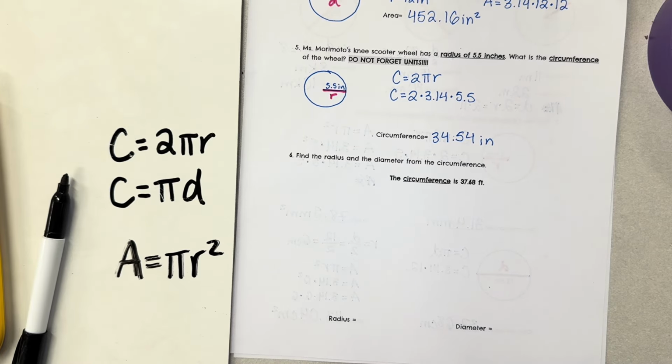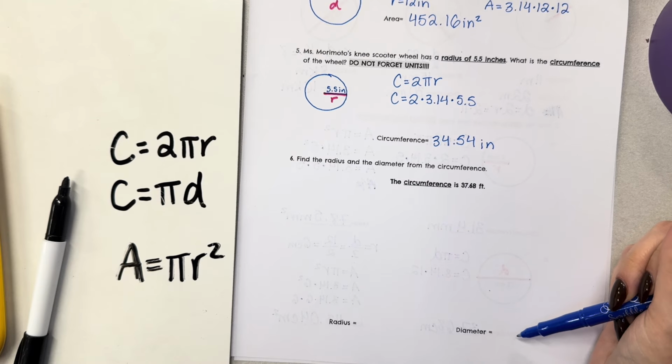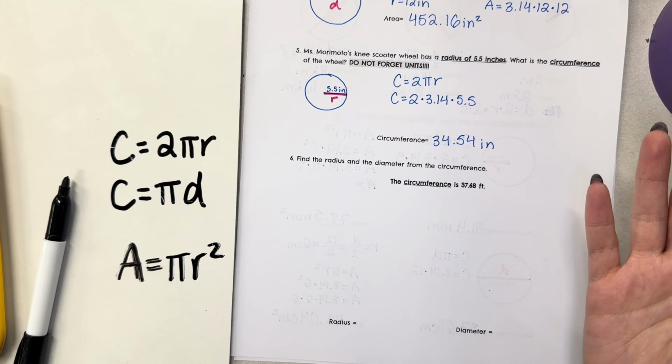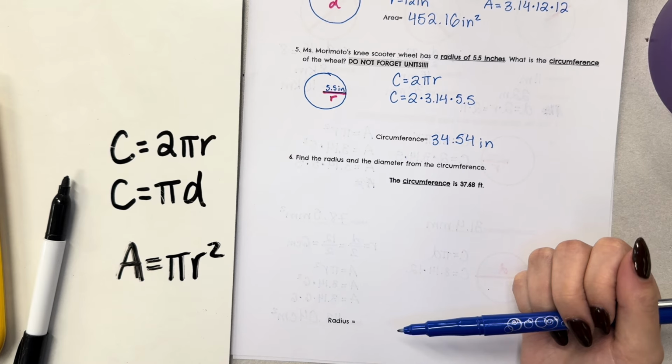Hi everybody. Okay, we are doing problem number 6, where we are trying to find the radius and diameter when we're given the circumference. This trips a lot of people up. We're working backwards from the other problems we've been doing.